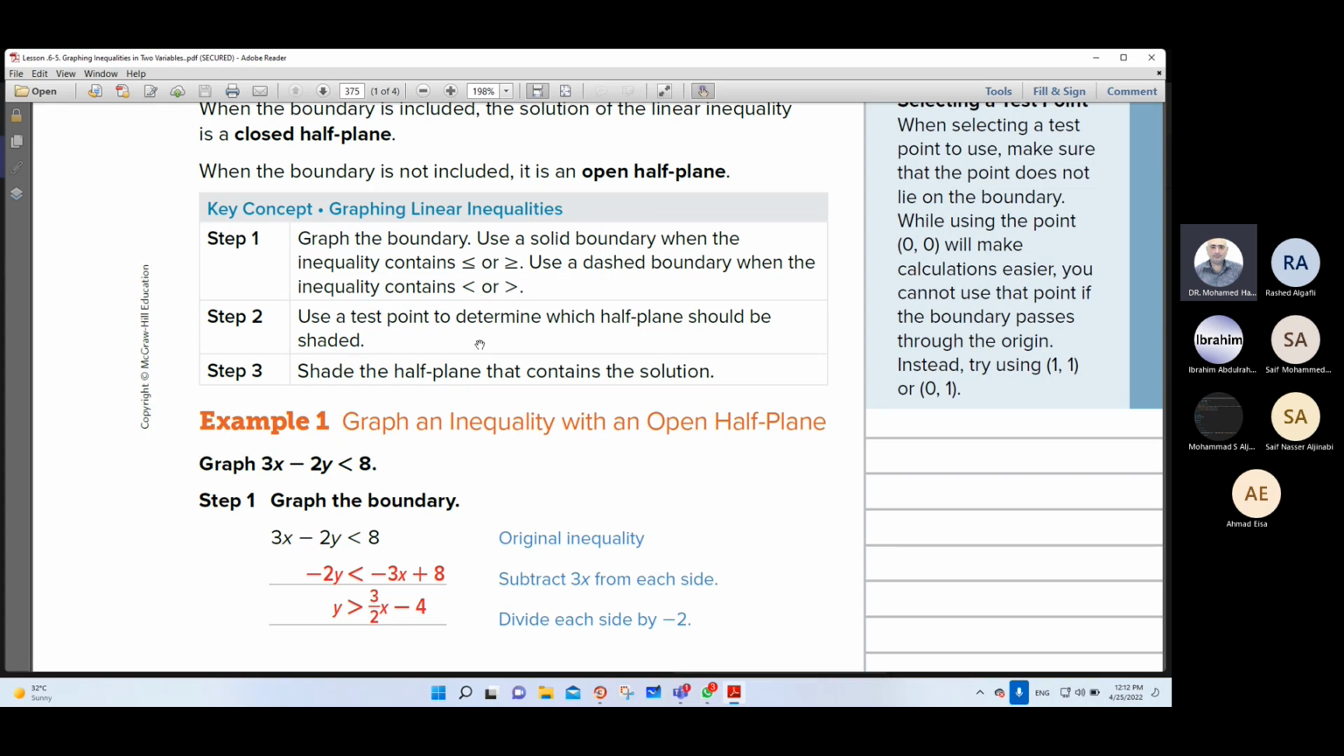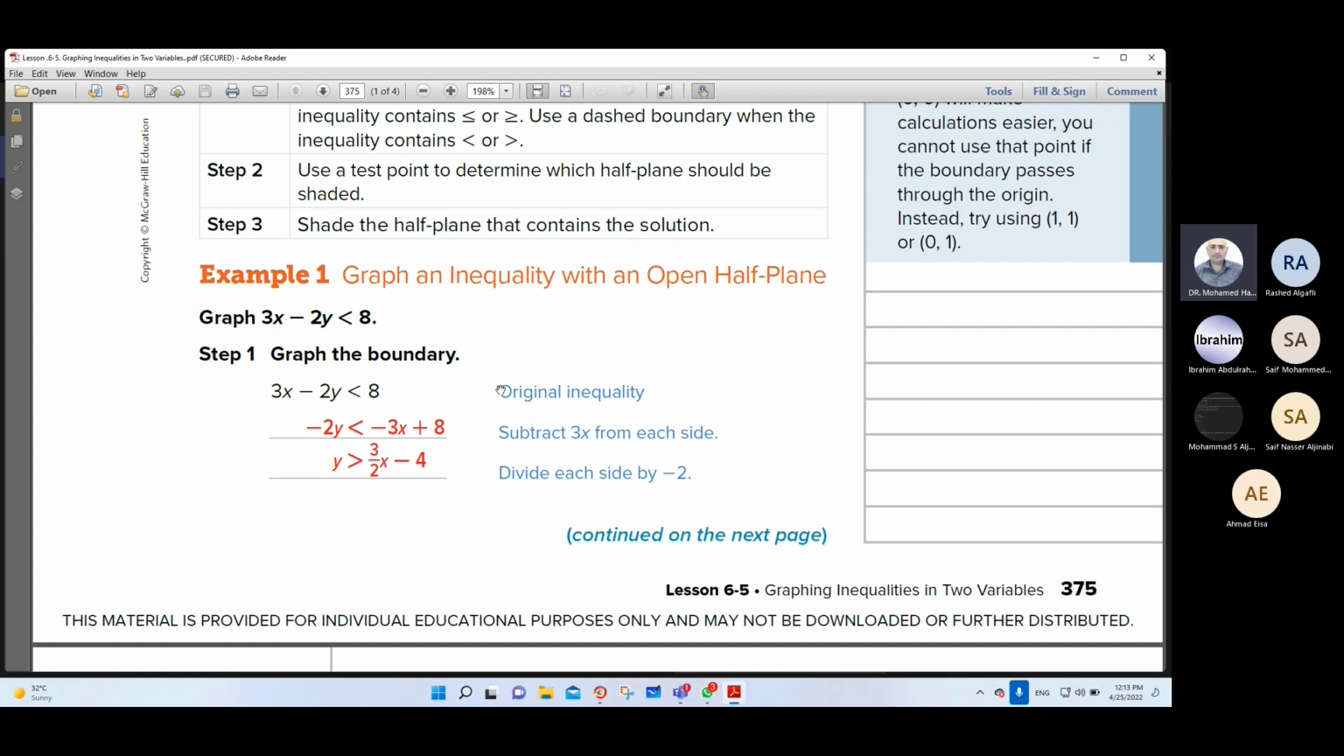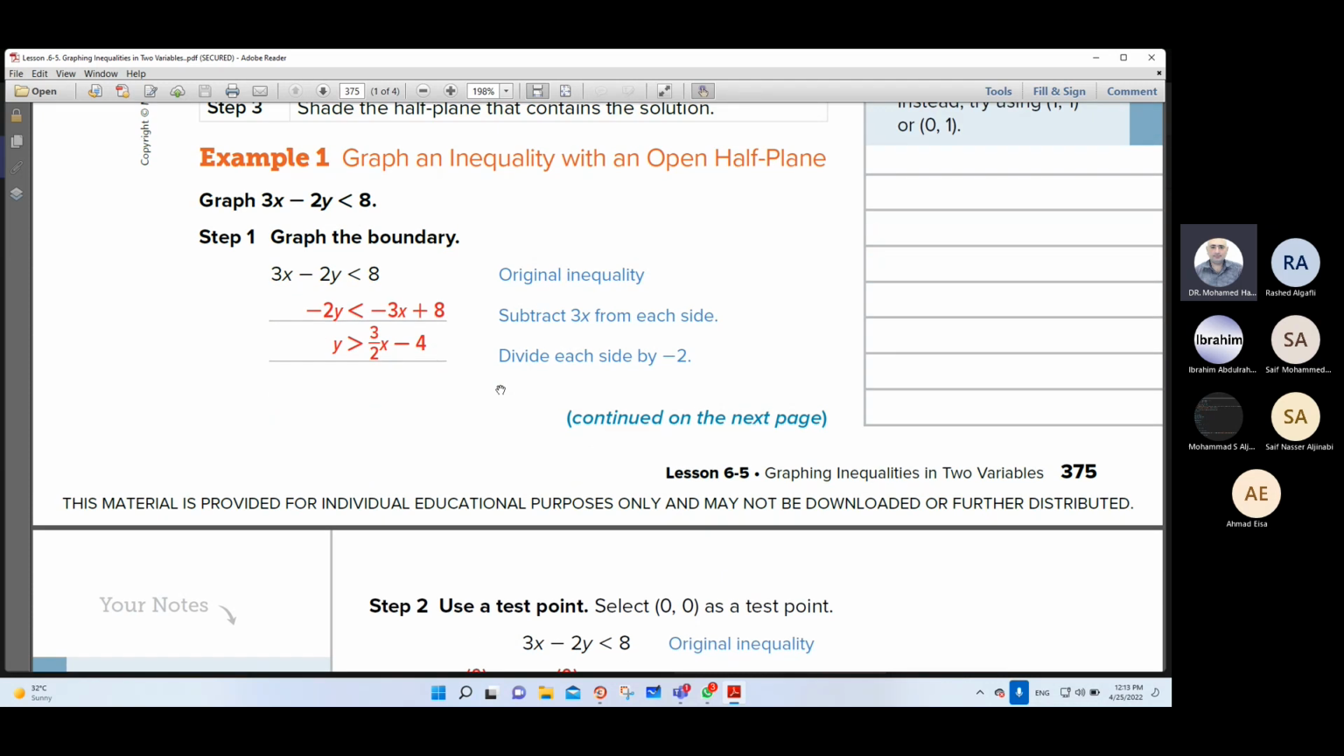Step 2, use a test point. After you graph, use a test point to determine which half plane should be shaded. Then shade the half plane that contains the solution. Listen to this example to understand how to graph the inequality in two variables.